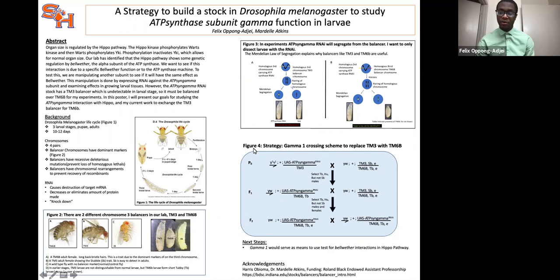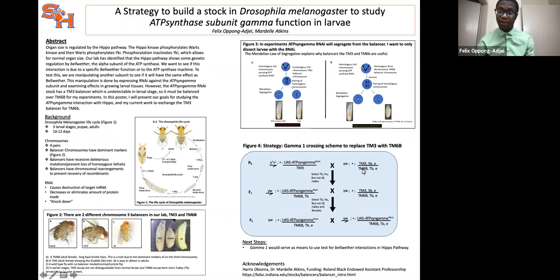So this diagram here offers a practical way as to how we rebalance ATP synthase gamma RNAi from TM3 onto TM6B. So we start off with our parent fly. We know that our parent fly with ATP synthase gamma RNAi is balanced with TM3, but then the problem is we can't see it. We can't tell it apart from a normal larva. So we cross ATP synthase gamma RNAi that's balanced with TM3 with TM3 that's balanced with TM6B. And the idea here is to select against TM3.